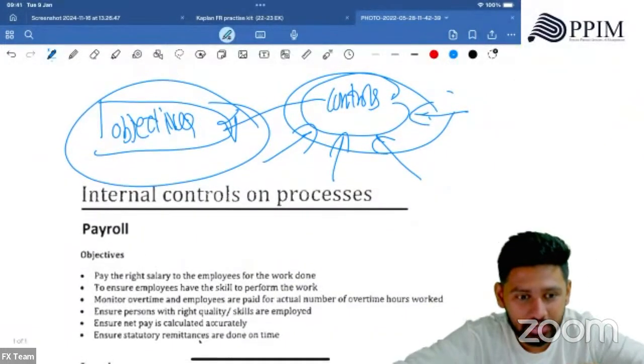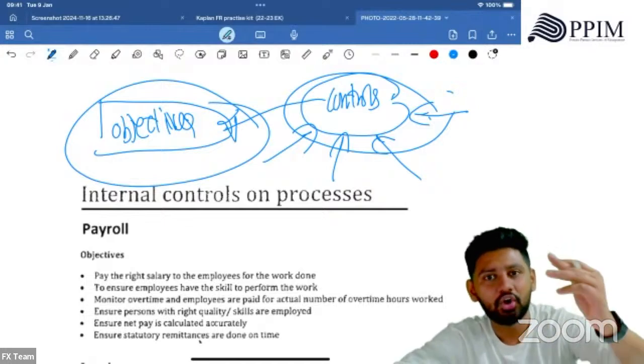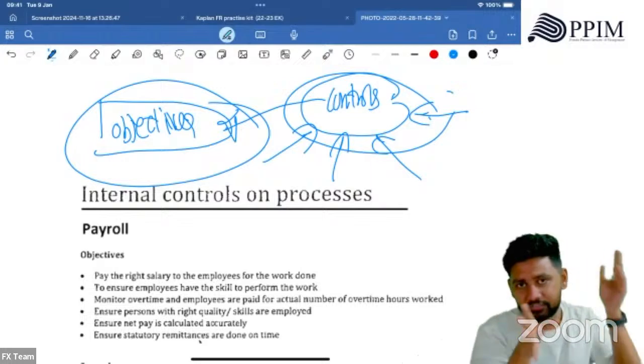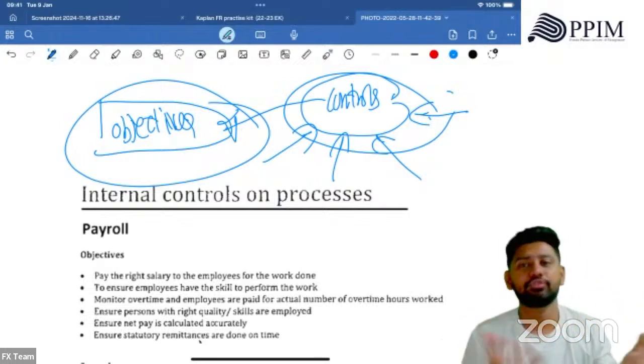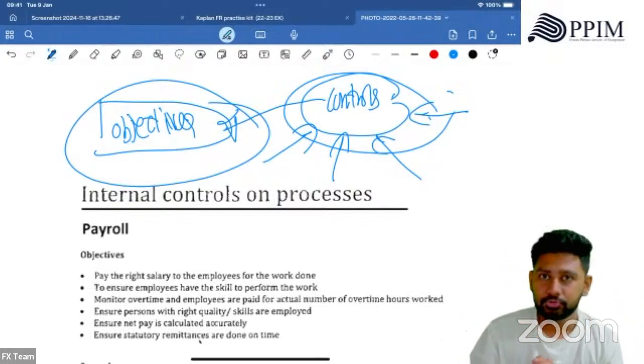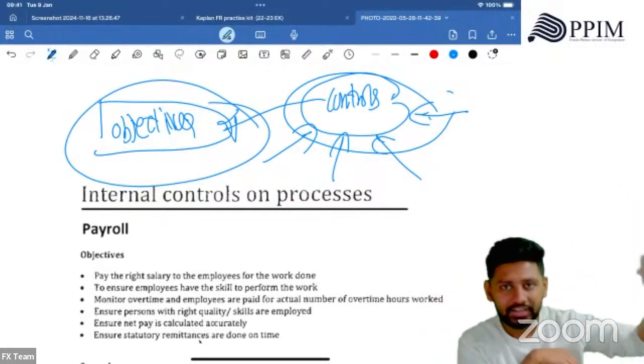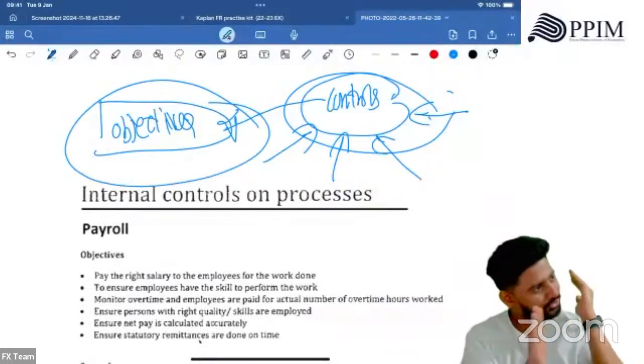So when you're talking about hospitals, or Keels and Food City being supermarkets, each and every company will have a different set of controls. Management should be able to identify where the need for a control is required and fill those gaps properly.